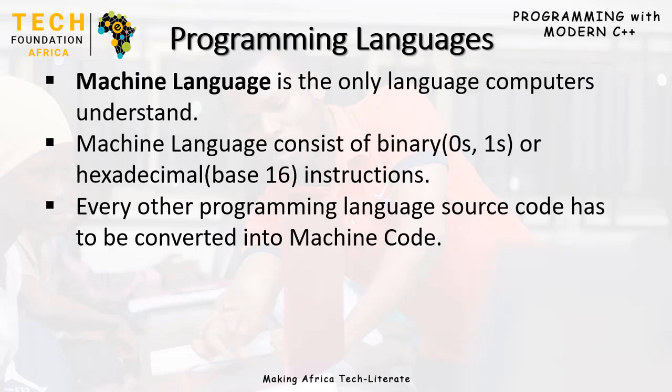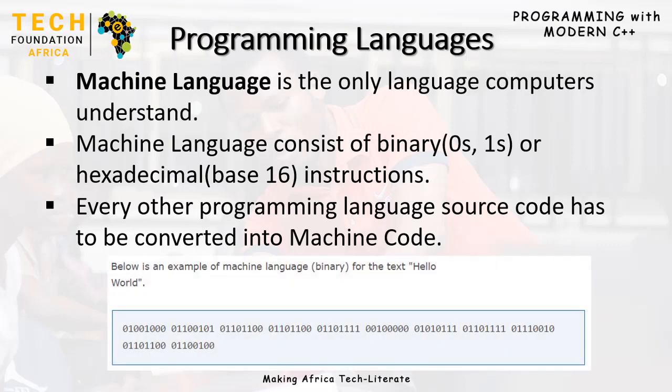So let's look at a typical example of hello world in machine language. You see this pattern of bytes, or 8 bits. Yes, this is a typical example of machine language code that will display hello world. So assuming you are to code an entire operating system this way, that would be fun.